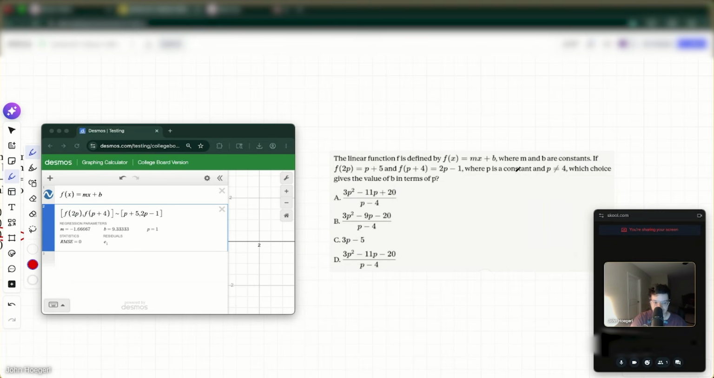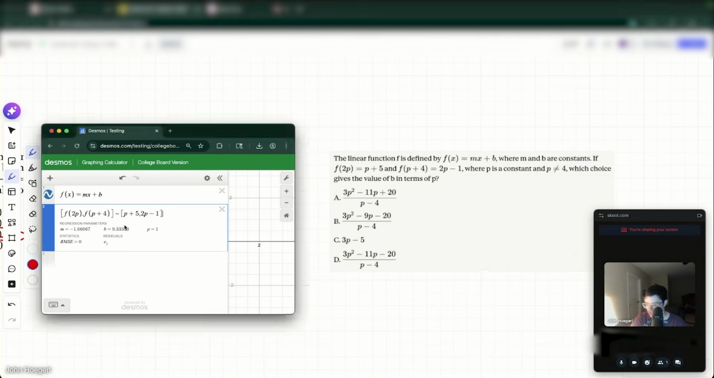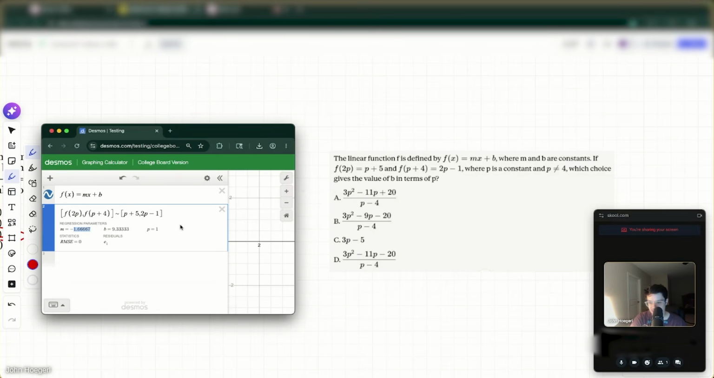It says p is a constant, and p cannot be equal to 4, and which one gives b in terms of p. So, yeah, we have this. I think this is all fine. The one thing we might have to put in here. Oh, no, actually, I don't think so. It just says p cannot be equal to 4, and it is not equal to 4 right now. It's saying, what is b in terms of p?